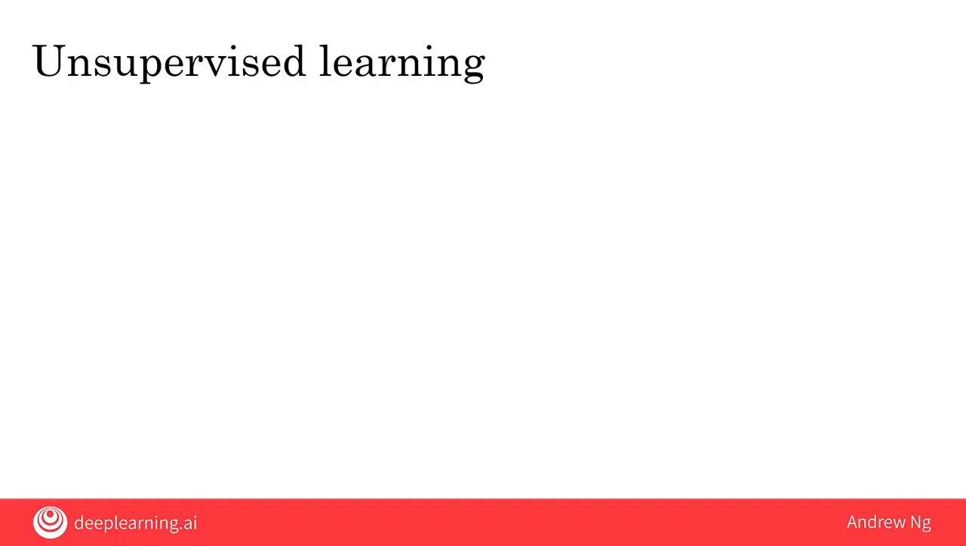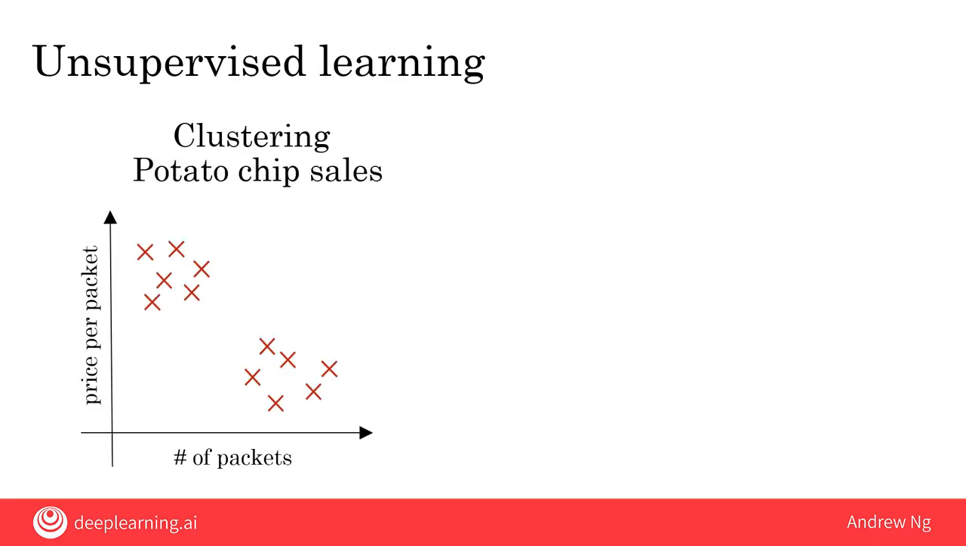The best known example of unsupervised learning is clustering. Here's an example. Let's say you run a grocery store that specializes in selling potato chips, and you collect data on different customers and keep track of how many different packets of potato chips a single customer buys, as well as what's the average price per packet that person paid for their potato chips. So you sell some low-end, cheaper potato chips, as well as some high-end, more expensive packets of potato chips, and different people may buy different numbers of potato chip packets in a typical trip to your grocery store.